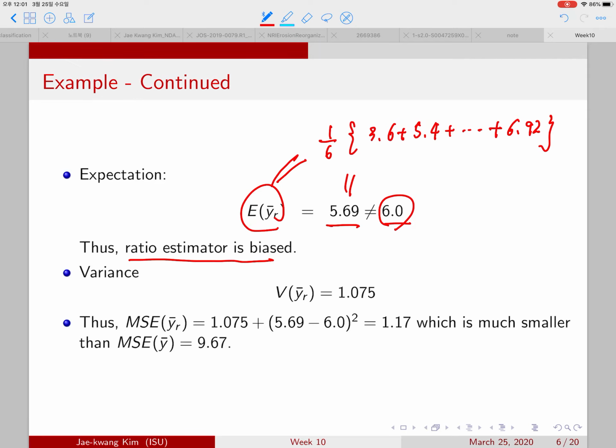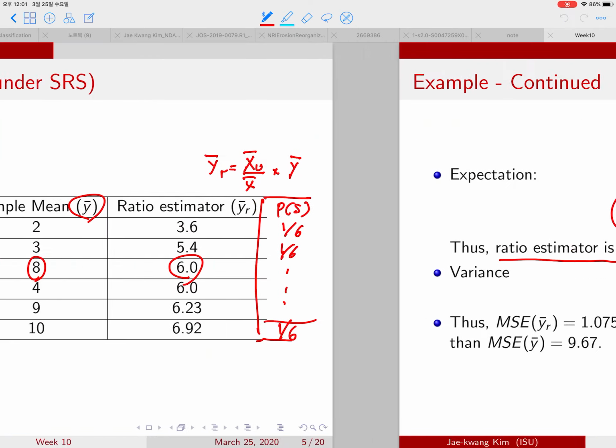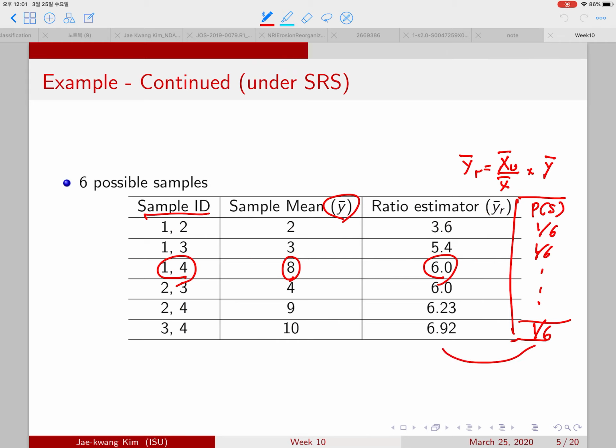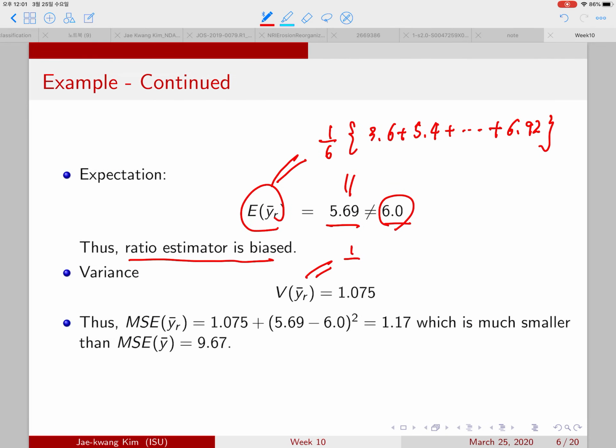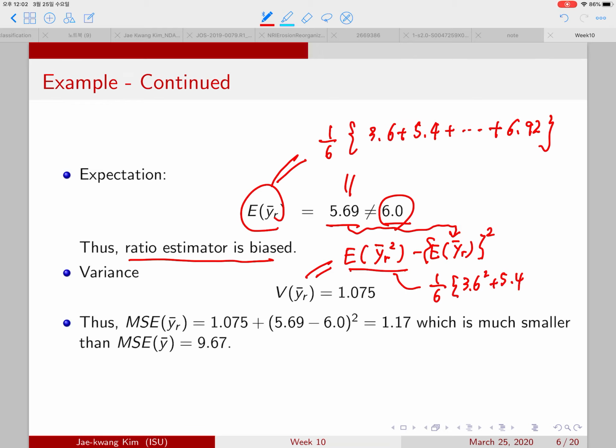And for the variance, since this is a random variable taking these values, you can compute it. You already know this one, and this one you can compute as 1/6 times 3.6 squared plus 5.4 squared plus, and so on. You can calculate it, and then you end up getting this one.